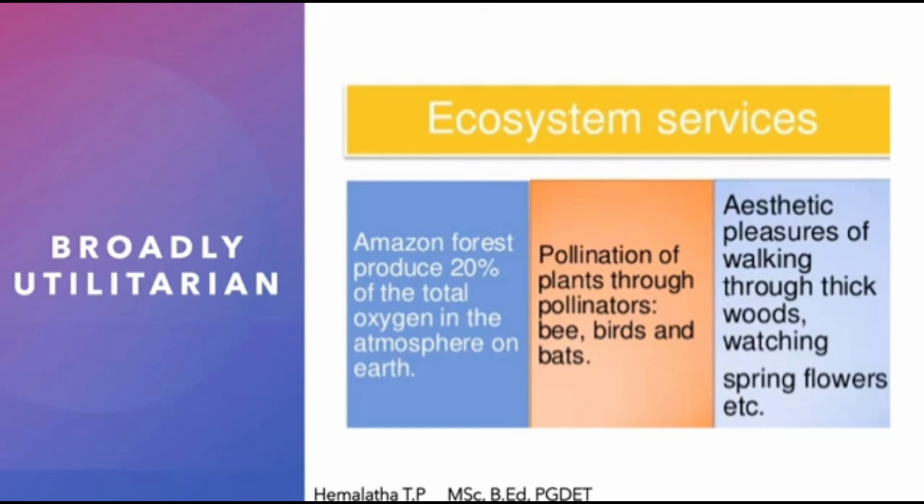If you go to any hospital and ask for the price of one oxygen cylinder, you'll understand how nature plays a very important role in giving oxygen to human beings, and not only human beings, but all living organisms. Another important point is pollination. Pollinators like bees, birds, and bats are the varieties of organisms which help in the pollination of plants. If there is no pollination happening, you know very well what the result will be.